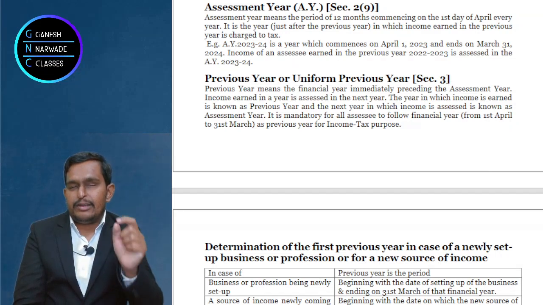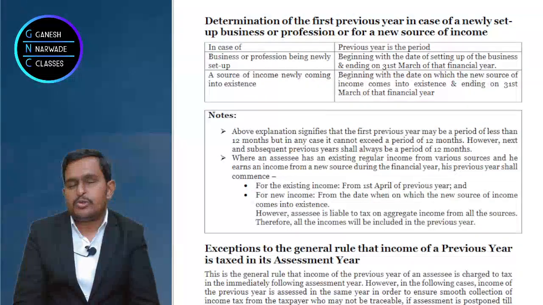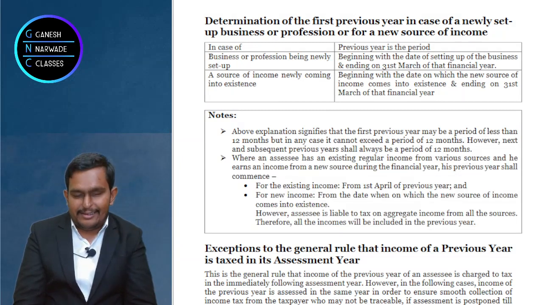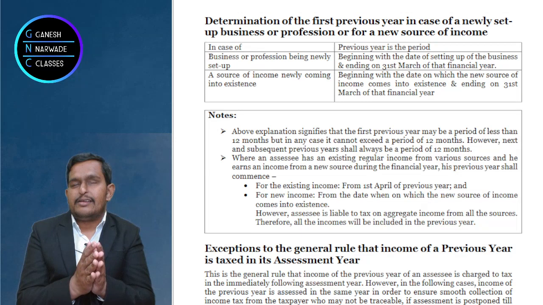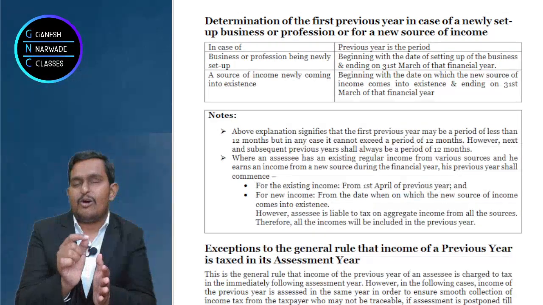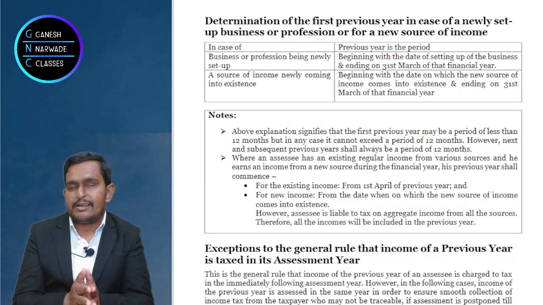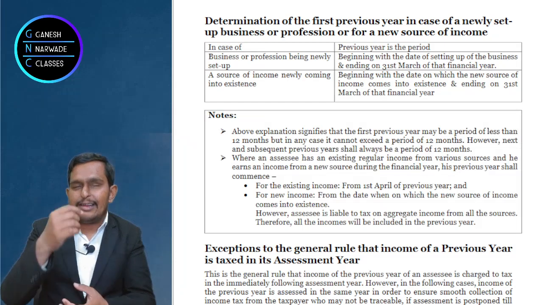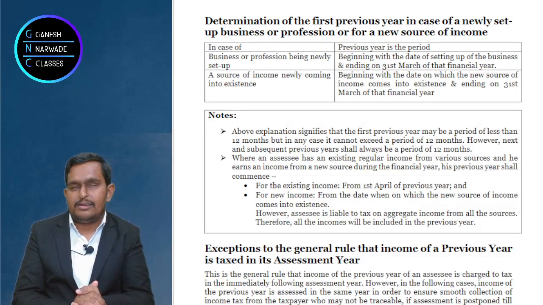So the company example is for business, you can see in the table, and the salary example I gave is for a source of income. So a new source of income started from 1st January 2023 till 31st March 2023, when the year ends. In the first previous year, it may be 12 months if you start on 1st April, or it may be less than 12 months also. Like in my example, 3-4 months. No problem with it. But the subsequent previous years, second, third, all of them will be 12 months only.